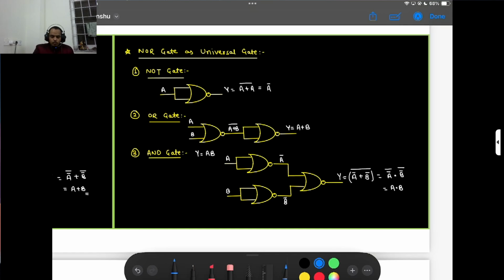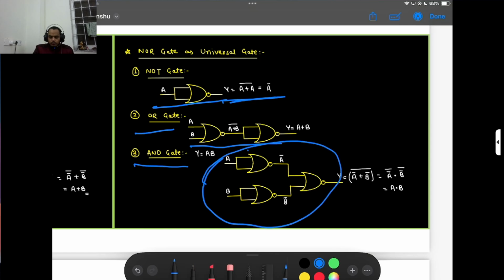So the NOT gate can also be made using the NOR gate. Here we make the NOT gate by using the NOR gate, and here the OR gate by using the NOR gate, and here we make the AND gate by using the NOR gate.